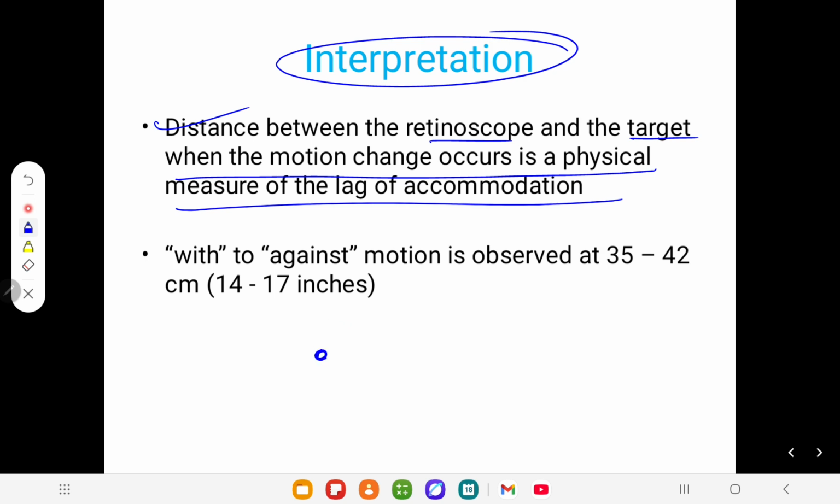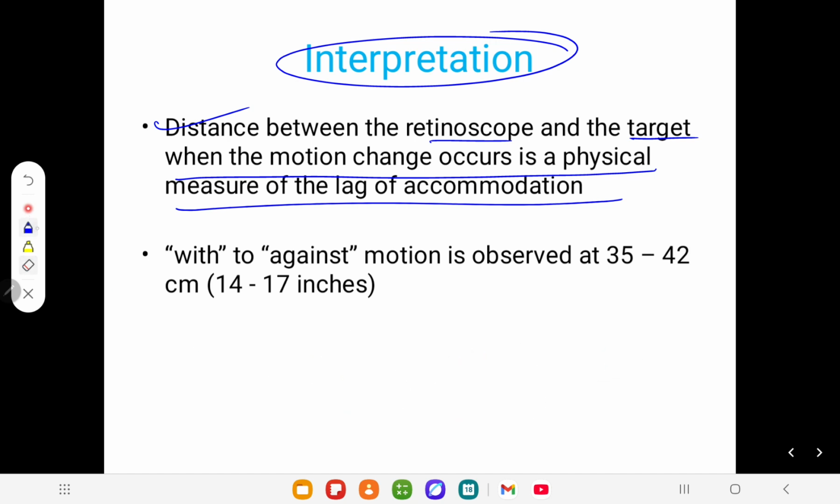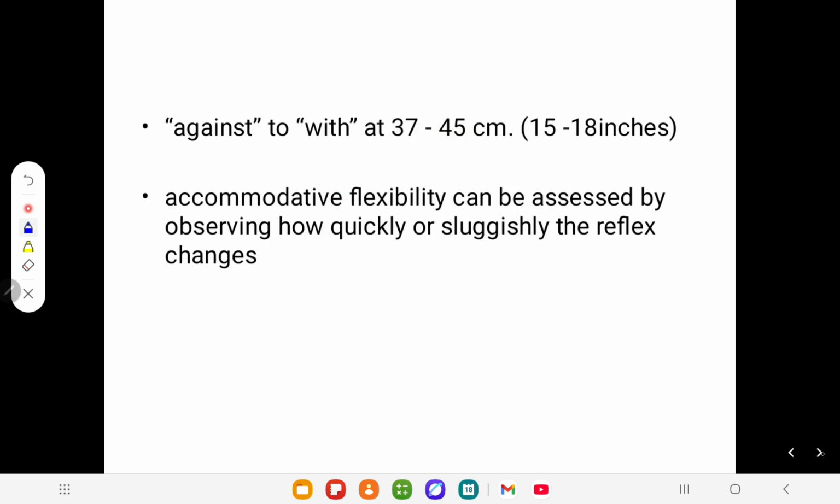See, if here is the object and here is the retinoscope, then the distance is the lag, as I have told you. For a lead, the retinoscope must be in front of the object, so that's not going to happen. The basic thing is that the with to against motion is observed from 35 to 42 centimeters, then against to with is measured from 35 to 40 centimeters.